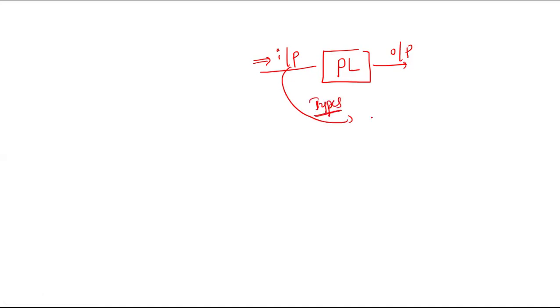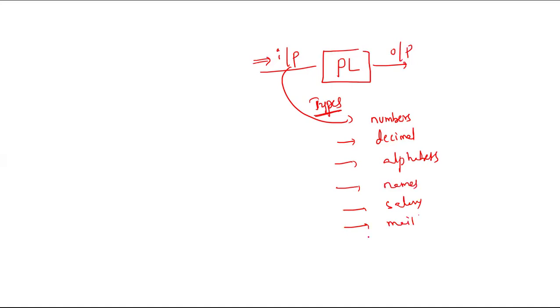Sometimes there will be some numbers, correct or not? The input can be in numbers format, like we'll give some 10, 20, 30, 40, then print the biggest number in the simplest way. Some other times we are going to give numbers only, but this time decimal numbers. Yes or no? And we'll be working with some alphabets, correct? And some names of the people, some salary of the people, maybe some mail IDs and some dates of birth. So these are the various types of inputs that we can give to a programming language.